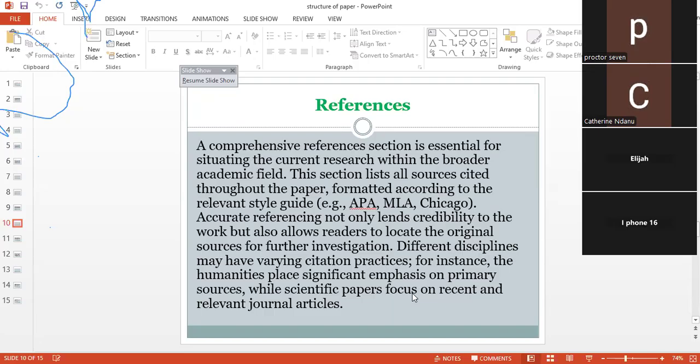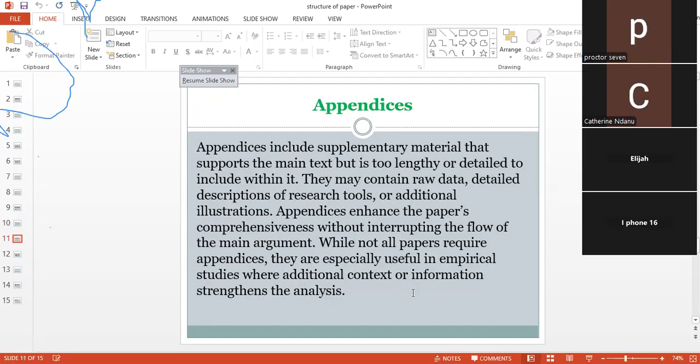And this is part of intellectual honesty. It's part of intellectual honesty. Then appendices. The appendices section is supplementary. It has supplementary material that supports the main text, but it is too lengthy to include within.